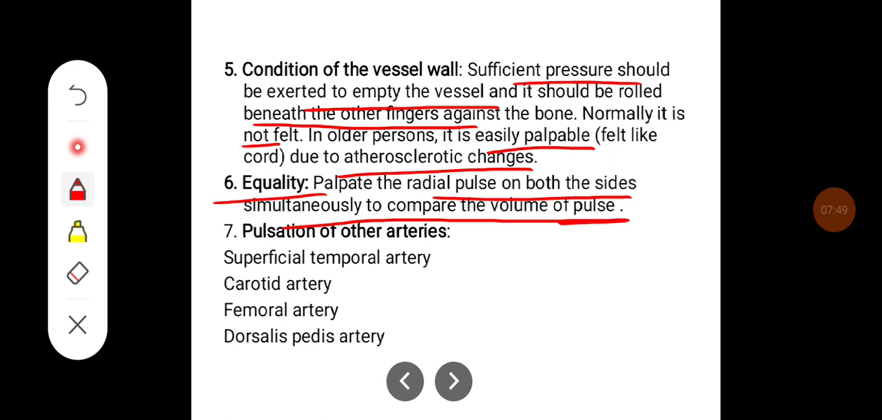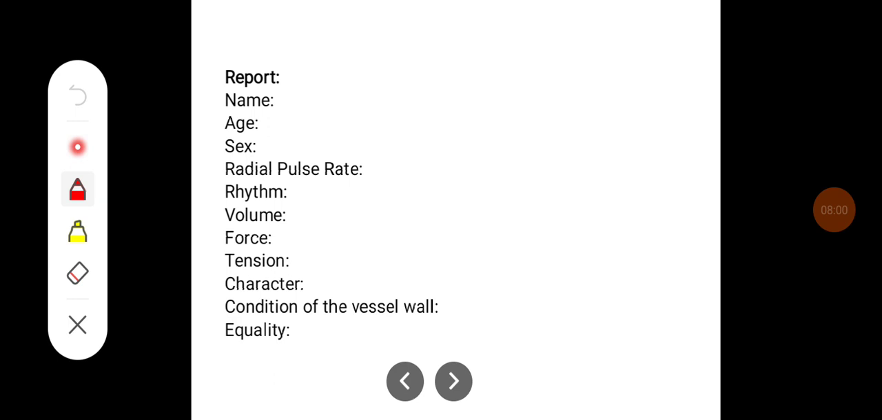As we said, other pulsatile arteries of the body are the superficial temporal artery, carotid artery, femoral artery, and dorsalis pedis artery, which are more commonly palpated. Then in the end, the report should be written, and the rate, rhythm, volume, force, tension, character, condition of the vessel wall, and equality of the pulse wave should be mentioned in the report.